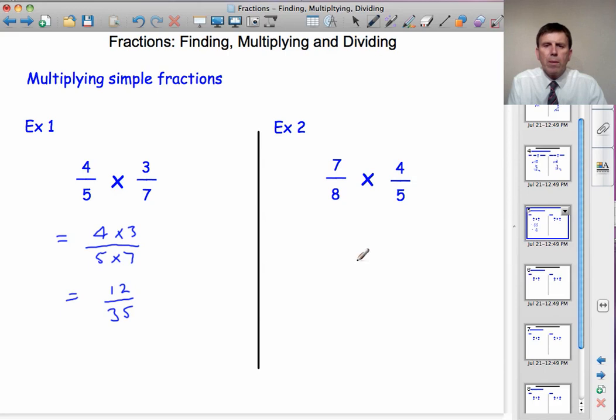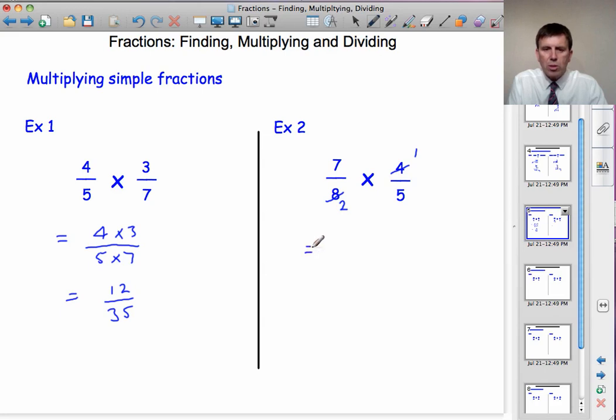Example 2 brings in the possibility of cancelling. When we multiply two fractions, if we've got a number on the top and a number on the bottom that have a common factor, then we can cancel by that common factor to keep the fractions as simple as possible. So here, 4 goes into itself once, and 4 goes into 8 twice. And now the numbers are smaller than they were originally.